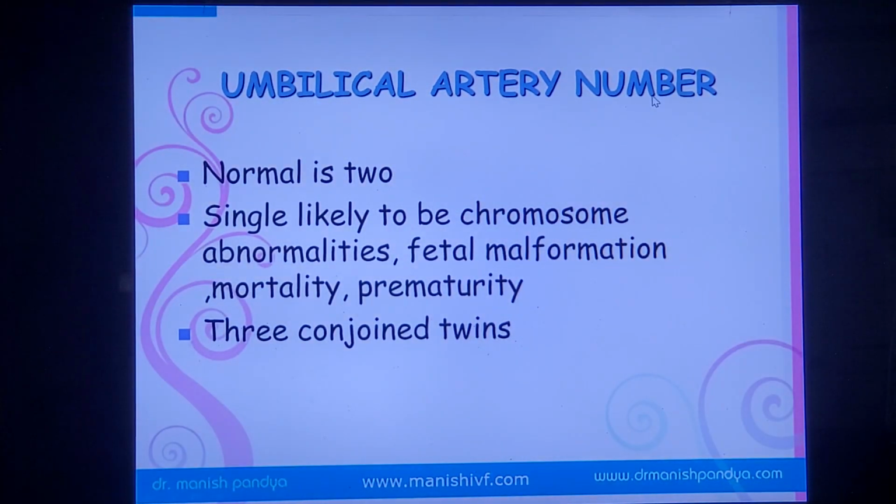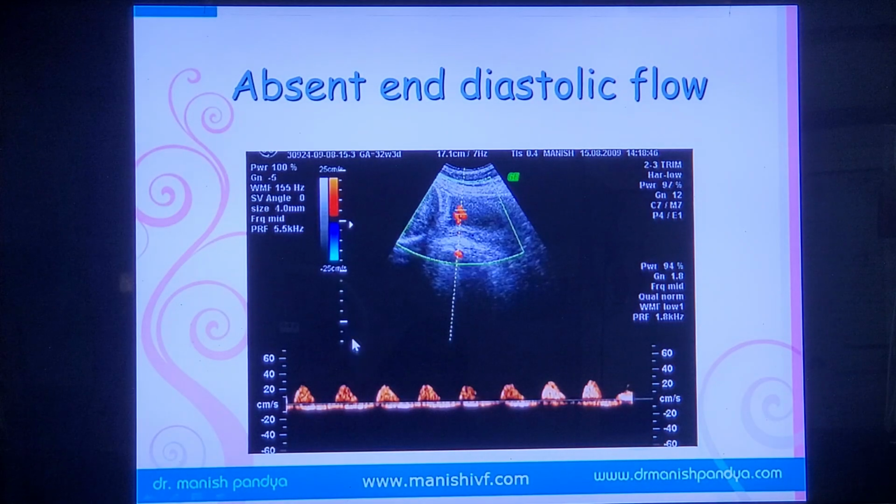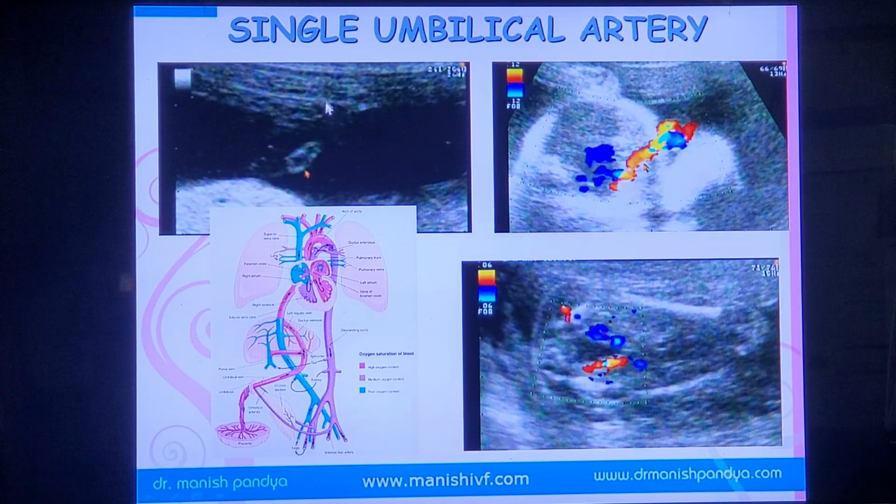So a single umbilical artery is likely to be associated with a chromosomal abnormality or fetal malformation, or there is mortality or prematurity, and 3 umbilical arteries means conjoined twin. This is absent diastolic flow. It is a big video from our institute, but it won't work because it is on a loop. So single umbilical artery, you can look, there is no Mickey Mouse. You see, only one artery, one vein, no Mickey Mouse. One artery, one vein, and you can see the different color at the level of the urinary bladder.